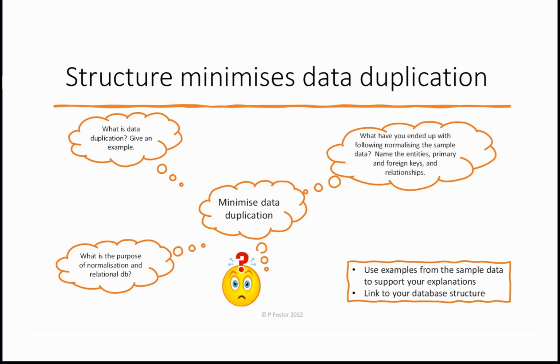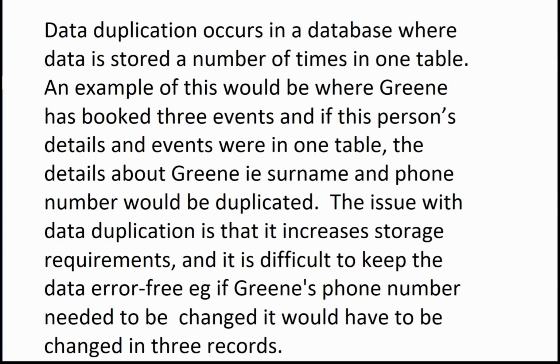Let's have a look at some sample paragraphs. So here's the first part. Data duplication occurs in a database where data is stored a number of times in one table. An example of this will be where Green has booked 3 events. And if this person's details and events were in one table, the details about Green, i.e. surname and phone number, for example, would be duplicated. So the issue with data duplication is that it increases storage requirements and it's difficult to keep the data error-free, e.g. if Green's phone number needed to be changed, it would have to be changed in 3 records.